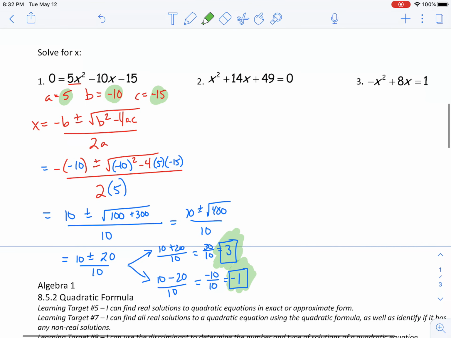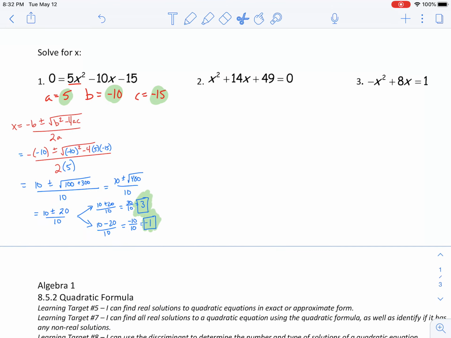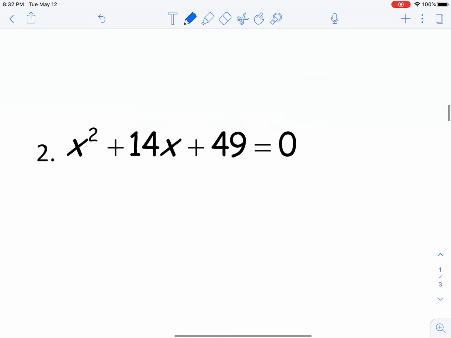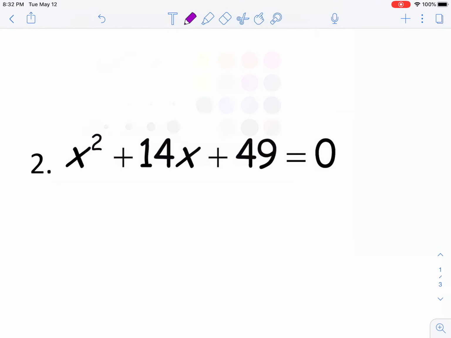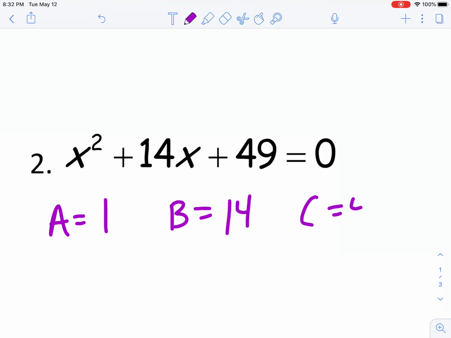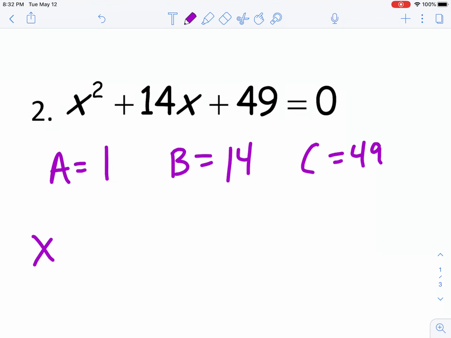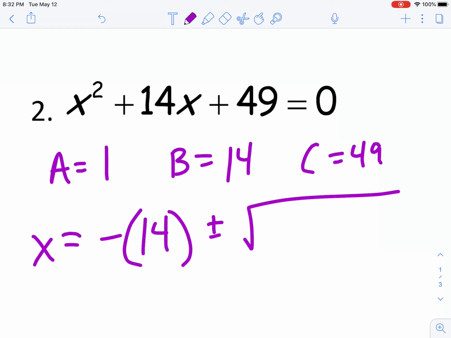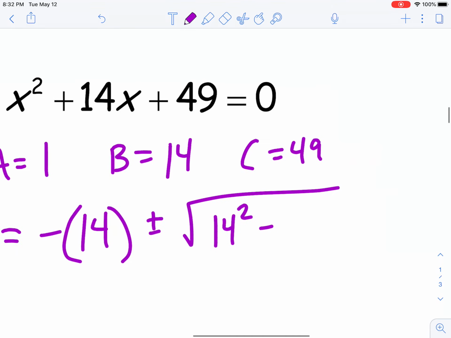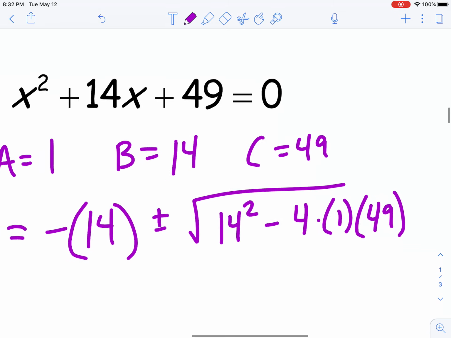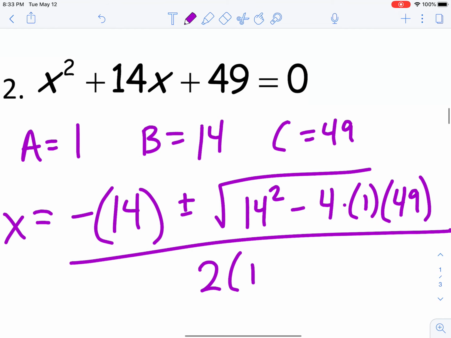All right, so now let's do a couple more examples here. Make sure you know what you're doing. So I'm going to move all this out of the way. Okay, again, make sure it's set equal to 0. It is. Perfect. Okay, list your a, b, and c's. In this case, a, what's the coefficient in front of x squared? It's 1. b is 14, and c is 49. Again, writing the formula, x equals negative b, which is 14, plus or minus the square root of b squared minus 4 times a times c all over 2 times a.